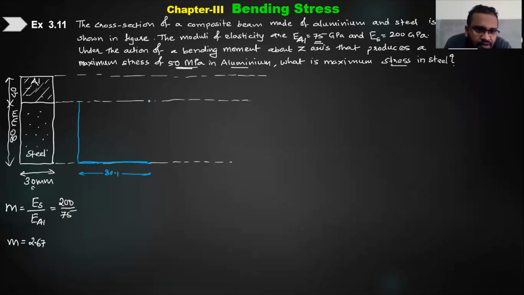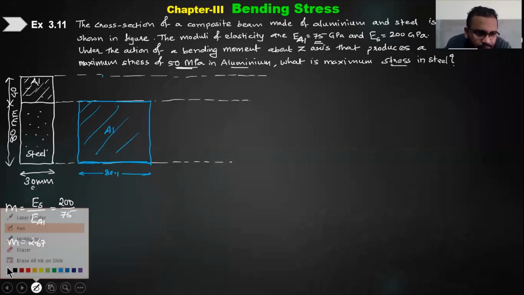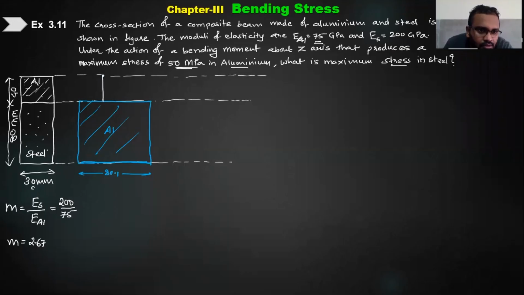So my steel section will now look like this. This is the new equivalent aluminium, and the original aluminium which was there will remain as it is. So this is the original aluminium. How much was this? This was 30 mm, right? So you have a composite section like this in this particular shape. Now, in this composite section there will be some neutral axis somewhere in the center, but at which position it will come, we don't know.